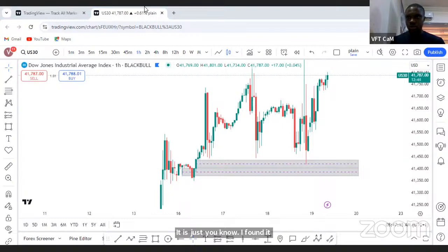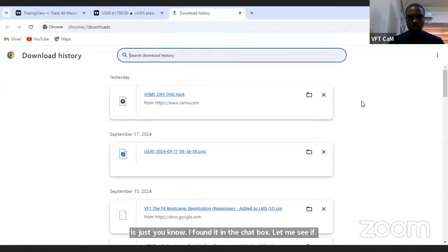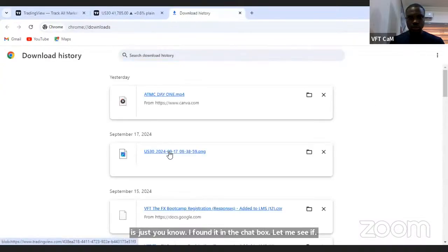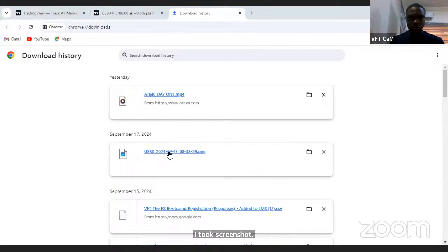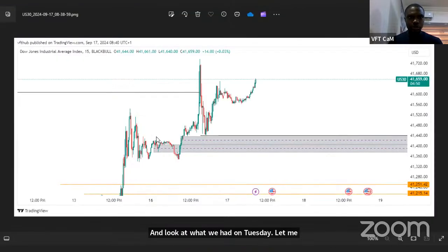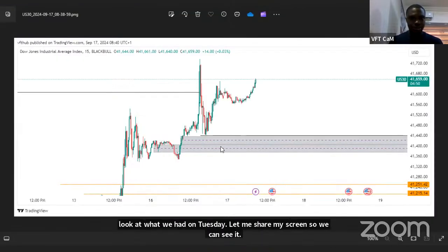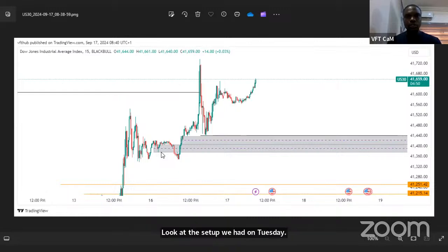Let me see if I took a screenshot. Oh, beautiful. Look at it. September 17, 2024, right? That was on Tuesday. And look at what we had on Tuesday. Let me share my screen so we can see it. Look at the setup we had on Tuesday. Perfect. This will serve as our liquidity sweep.